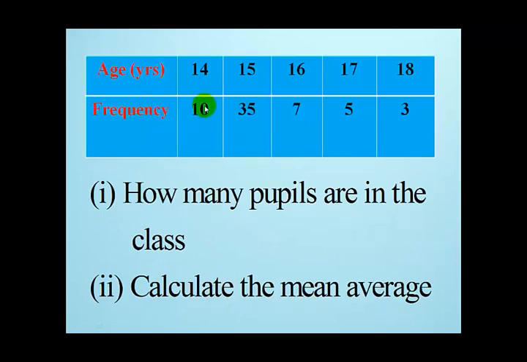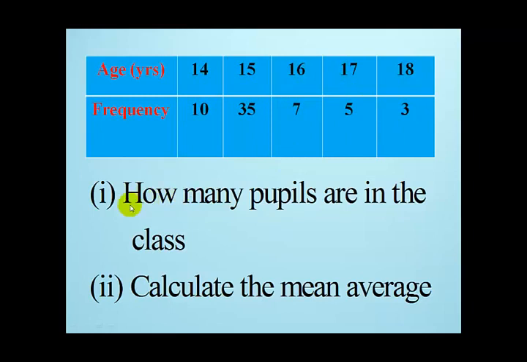The number of students who are 14 years in the class is 10. 35 students are 15 years in the class. 7 students are 16 years. 5 of the students are 17 years. And 3 of the students are 18 years. So we have the ages and the frequency. Age 14 corresponds to frequency 10. Age 15 corresponds to 35. 16 corresponds to 7. 17 corresponds to 5. And 18 corresponds to 3.